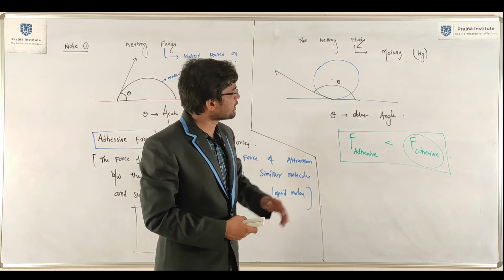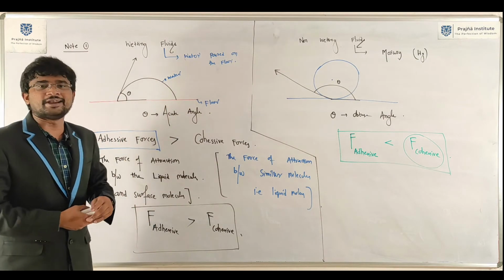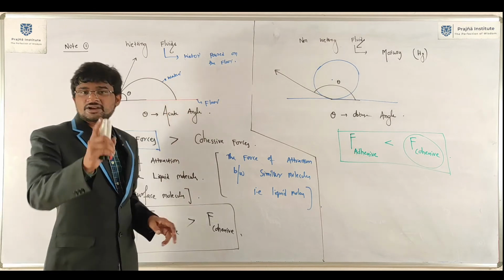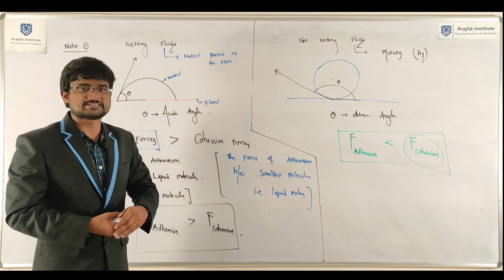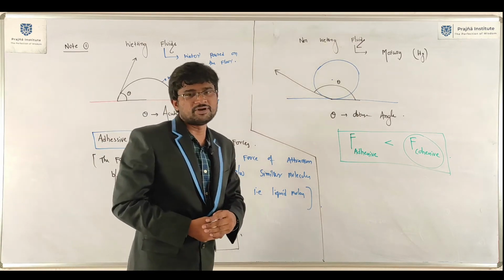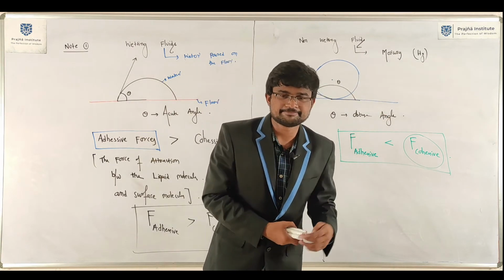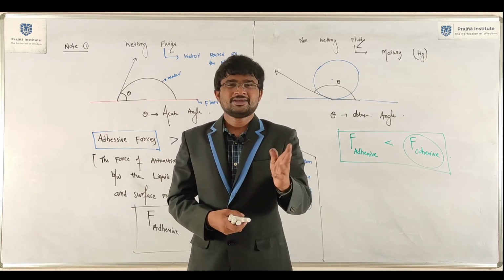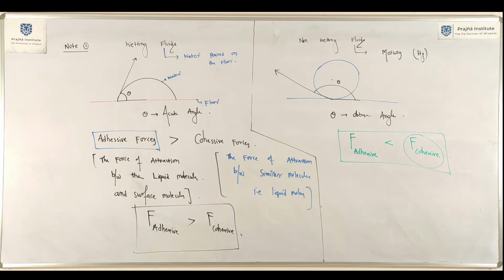So is liquid water always a wetting fluid? I don't think so. It depends on the nature of the surface also. It will definitely depend on the nature of the surface. But in most cases, water is a wetting fluid and mercury is a non-wetting fluid. That's it. Now we need to discuss capillarity, and we need to determine capillary rise and capillary fall.